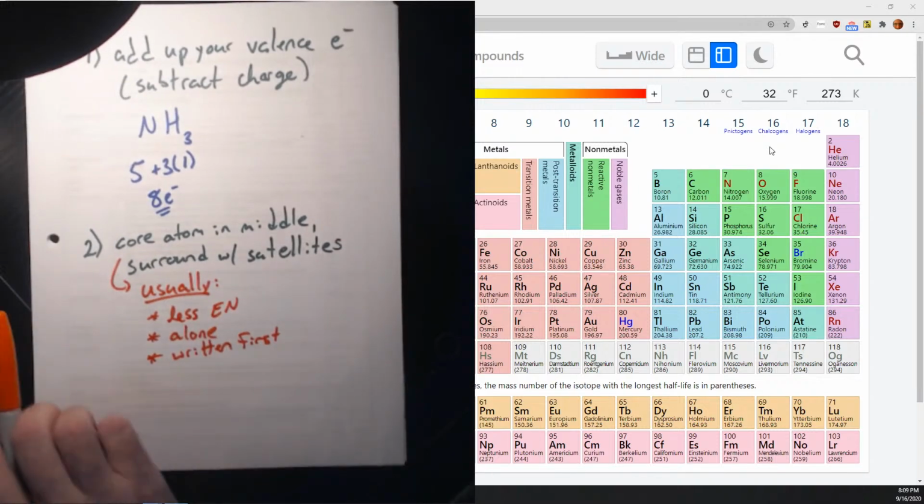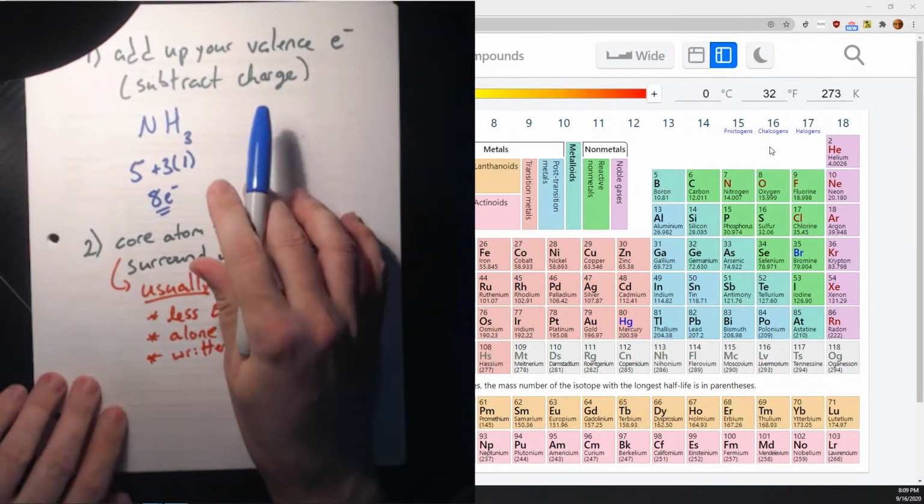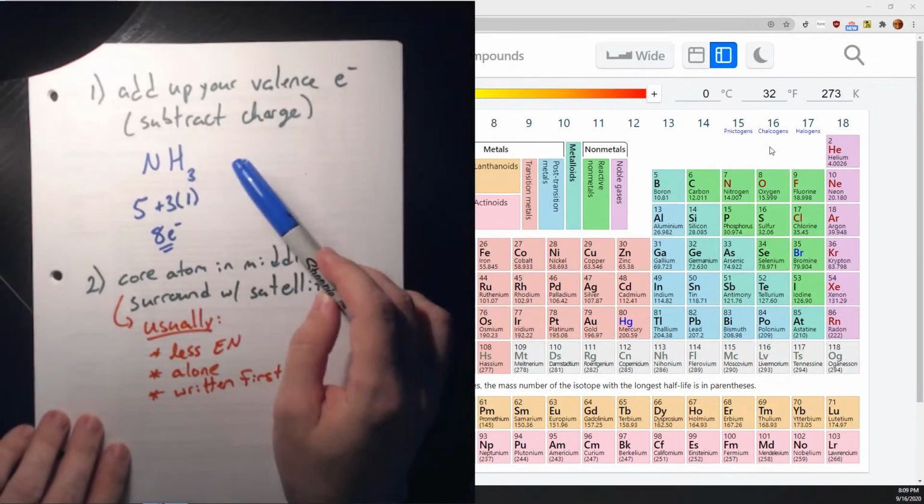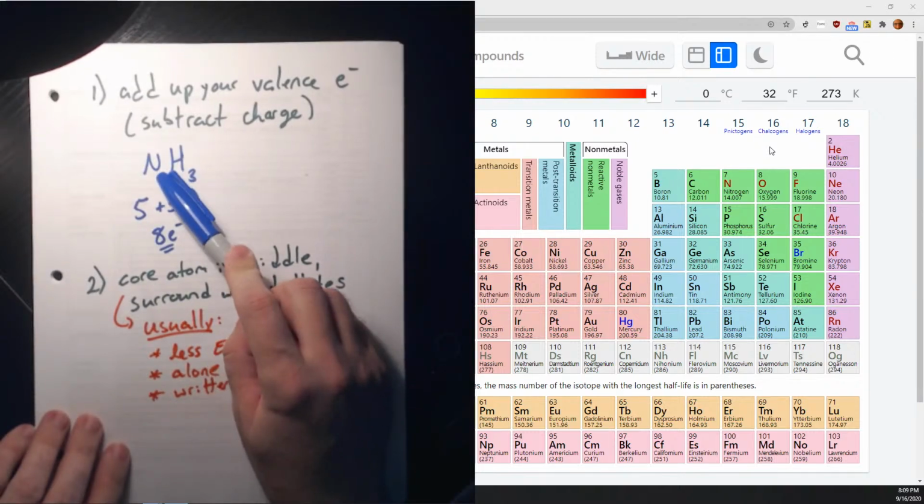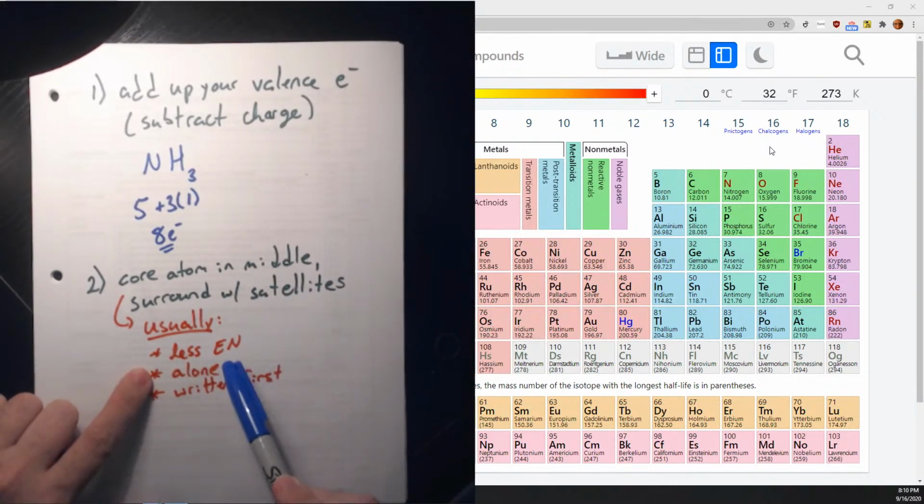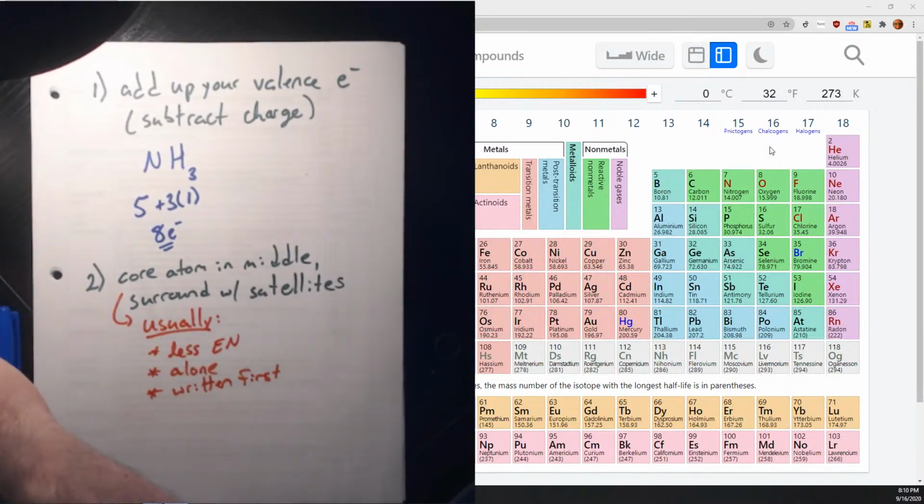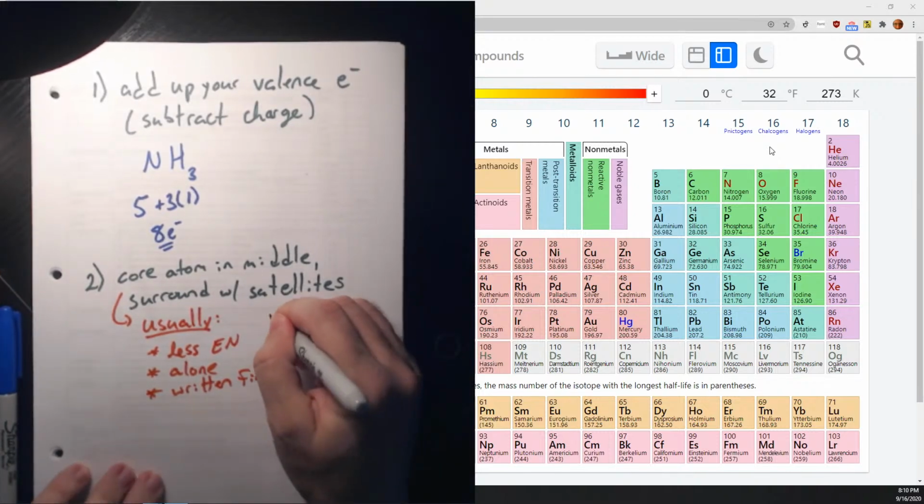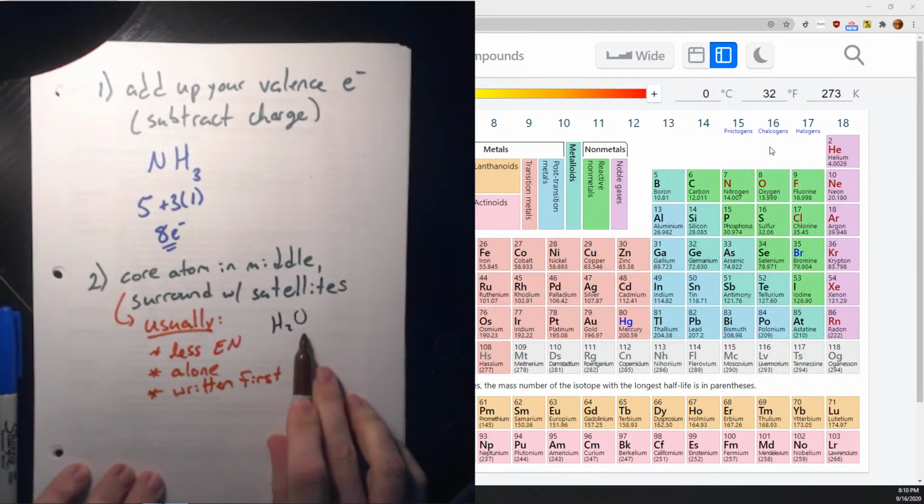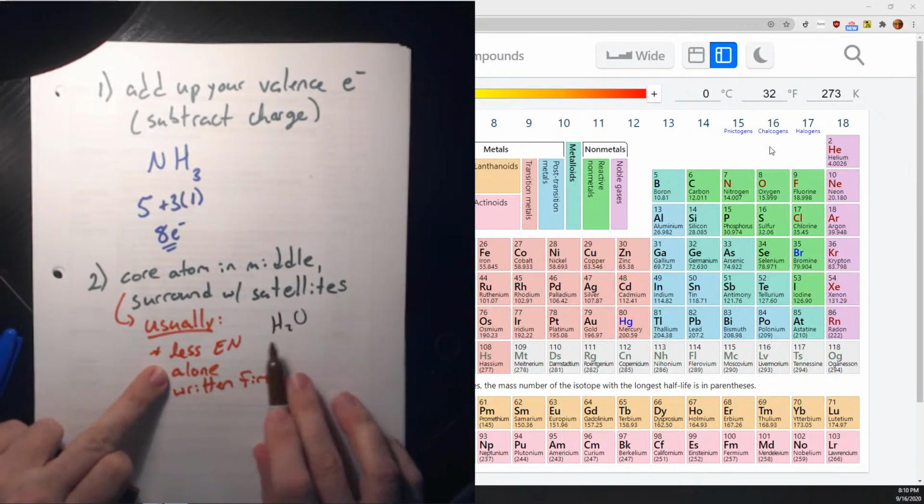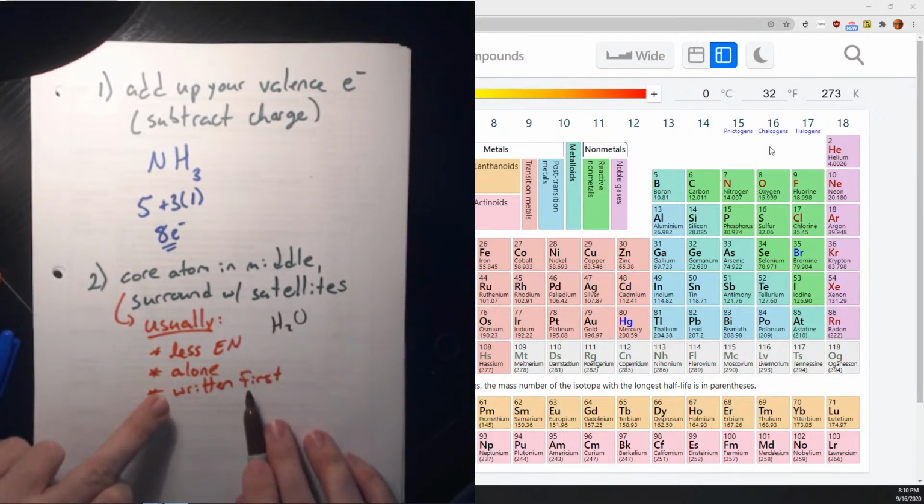So, for example, we look at ammonia. The core atom is going to be nitrogen. There's only one of it, so that's true. It's alone, and it's written first, but it is not less electronegative. Nitrogen is more electronegative than hydrogen. We can also look at, for example, water. Oxygen is going to go in the middle. It is alone. It is not less electronegative, and it is not written first.